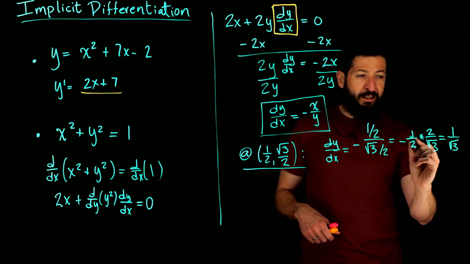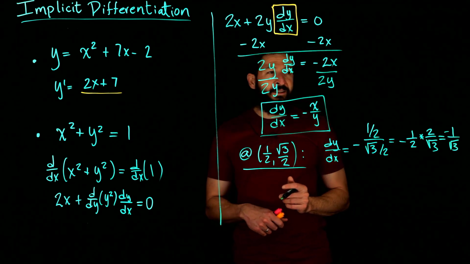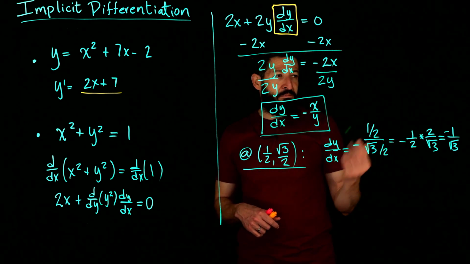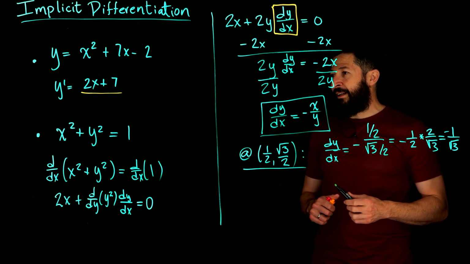And I ate a negative here. There it is, negative. And of course, you could rationalize the denominator if you prefer. I like to leave it like that because that's perfectly fine in my opinion. But you could still rationalize the denominator.